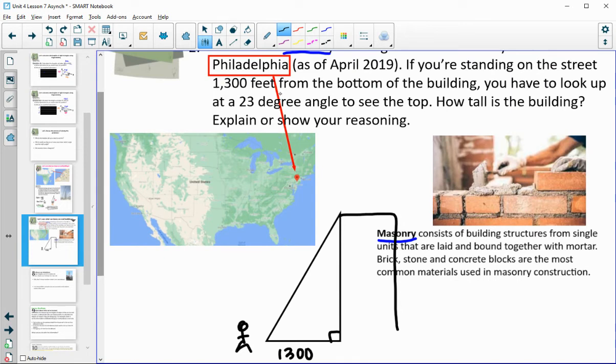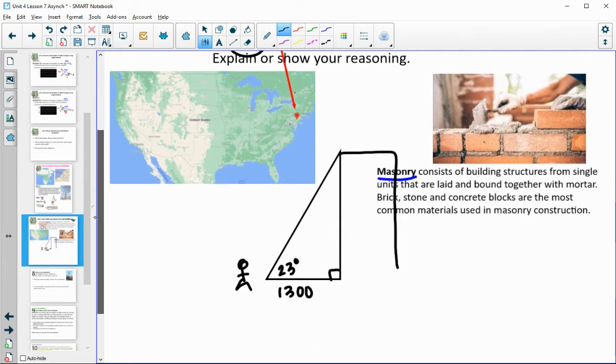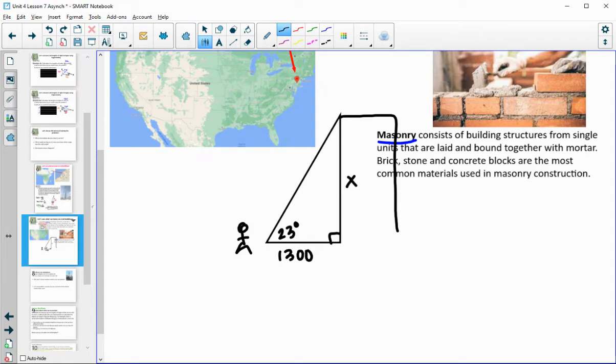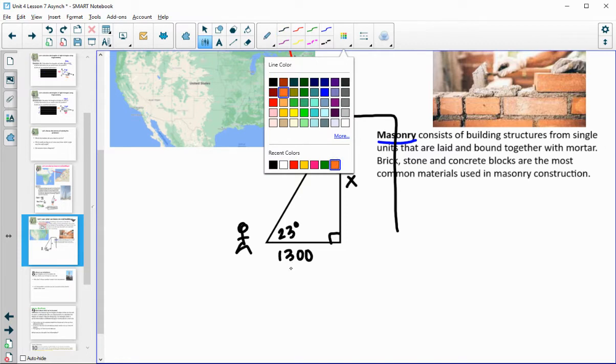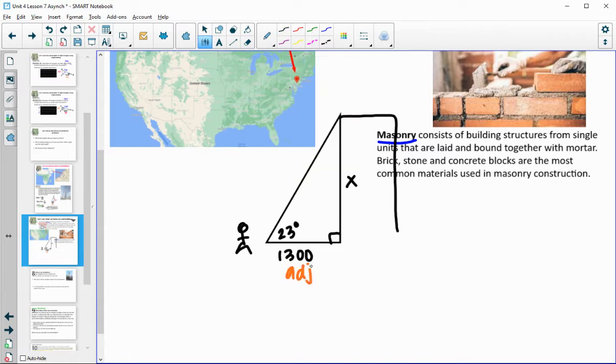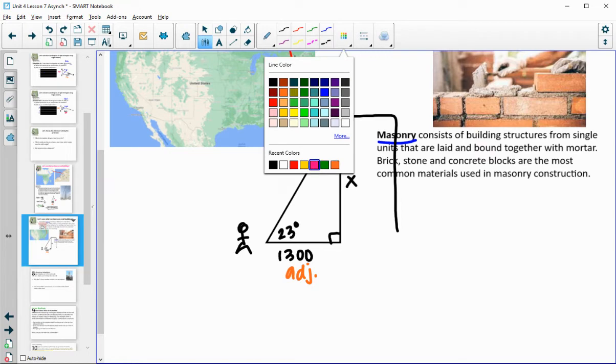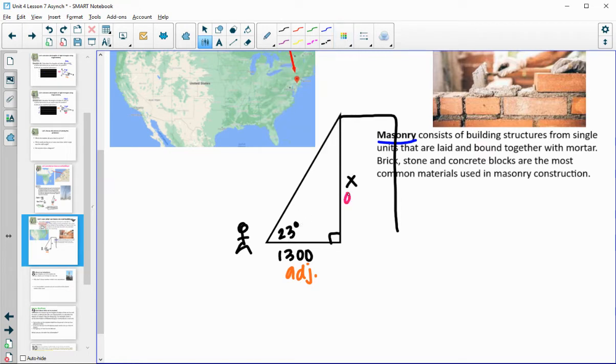And we look up at a 23-degree angle. So if we look up at a 23-degree angle, we'll see the top of this building. How tall is the building? So again, we've got the side next to the angle. Okay, so next to us is the adjacent side. Across from where we measured this angle is the opposite side. The function that puts together the opposite and the adjacent is, again, the tangent function, and it does opposite divided by adjacent.